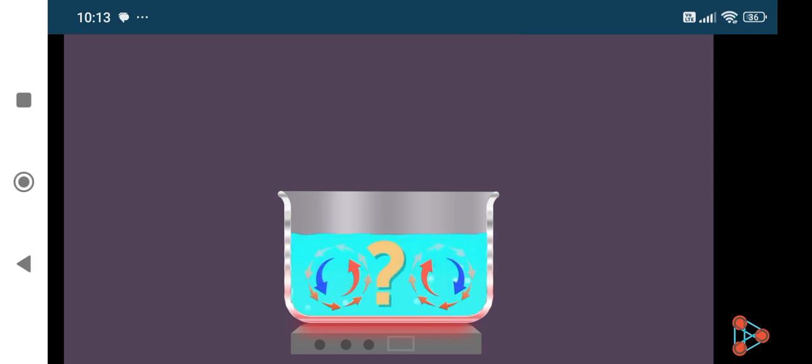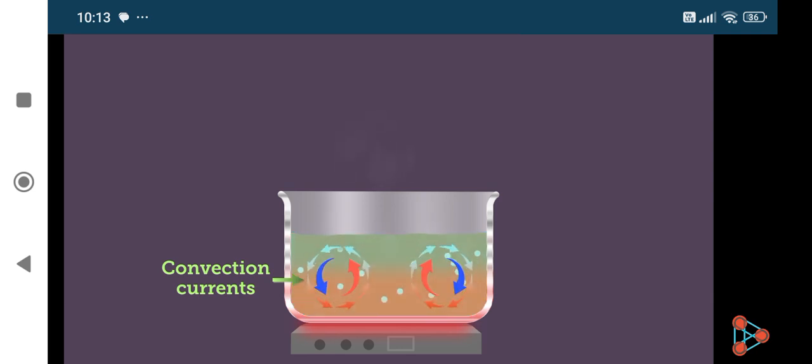What are these circular movements in fluids called? They are called the convection currents. These convection currents enable the transfer of heat through the entire water in the vessel. Such movement of water continues till the entire water in the vessel gets heated up. Now we note that the movement in fluids results in the transfer of heat.